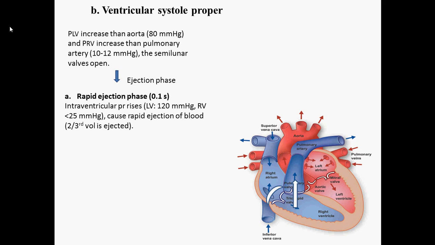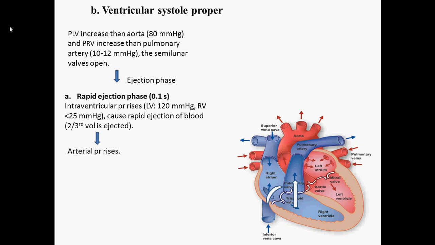Okay, so the intraventricular pressure rises. In the left ventricle it goes up to 120 mmHg, and in the right ventricle it goes up to 25 mmHg, and there occurs a rapid ejection of the blood, that is the 2/3 of the blood volume of the ventricles is ejected.